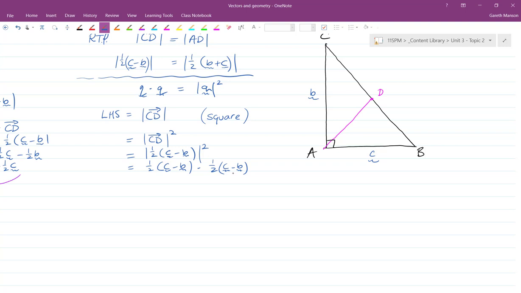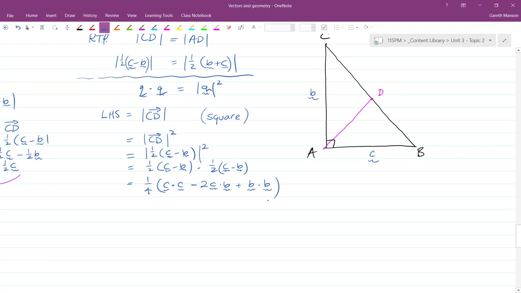Now, this is a scalar component. Half and a half can be taken out. So I'm out with a quarter at the front. And I get a quarter here. And then my dot product can be distributed as we'd expect. So we get C dot C minus 2 C dot B. Is it minus? Yeah, it is minus. Plus B dot B.